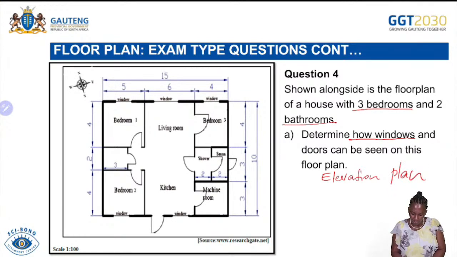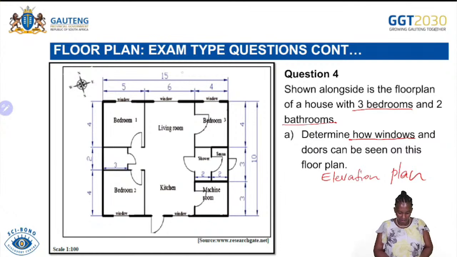Why elevation plan? Remember, we said the elevation plan can be seen from the outside. From the outside, it can be seen from the left and the right. So that's how you'll be able to identify the windows and the doors on the house. But we cannot see the rooms inside with the elevation plan, we can only see the rooms inside with the floor plan. With the elevation plan, we can only see the doors and the windows. So our answer there is the elevation plan.